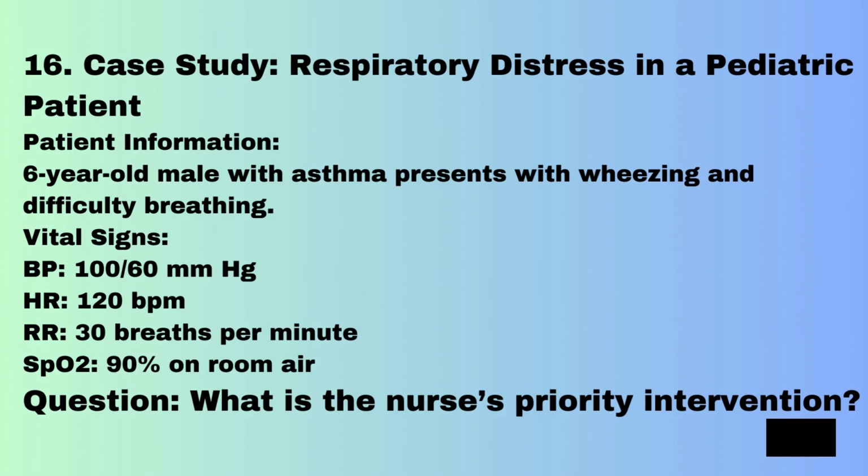Case study: respiratory distress in a pediatric patient. Patient information. 6-year-old male with asthma presents with wheezing and difficulty breathing. Vital signs: BP 100/60 mmHg, HR 120 BPM, 30 breaths per minute. SpO2, 90% on room air. Question: what is the nurse's priority intervention?